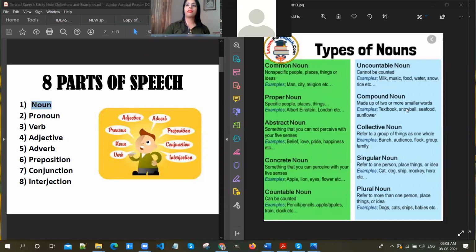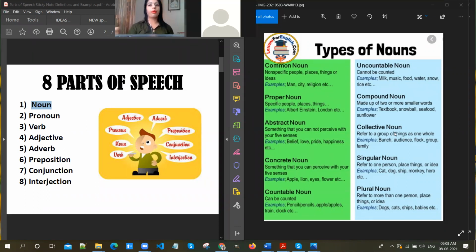Next is collective noun. Collective nouns are the nouns that refer to a group of things as one whole. For example, when you have to talk about a group of people, what words you can use, like crowd, audience. And when you have to talk about a bunch of peas, ਕਿਸੇ ਚੀਜ਼ ਤੇ ਝੁੰਡ ਲਈ ਜੋ ਤੁਸੀਂ use ਕਰਦੇ ਹੋ ਉਹਨਾਂ words ਨੂੰ ਆਪਾਂ ਬੋਲਦੇ ਹਾਂ collective noun. For example, flock, family, audience, group, army. So this is a collective noun.